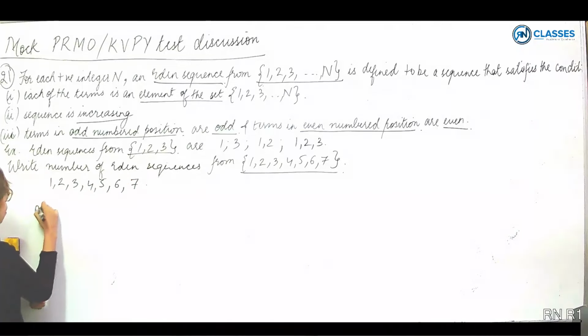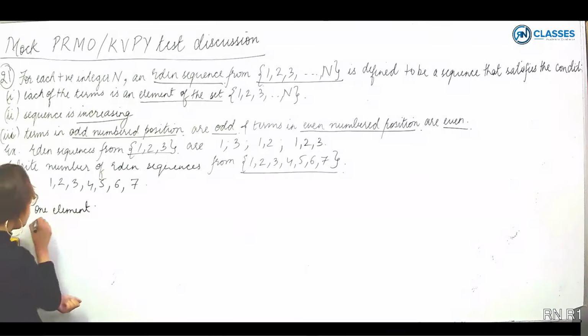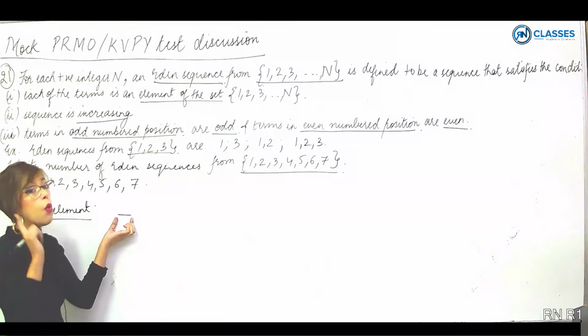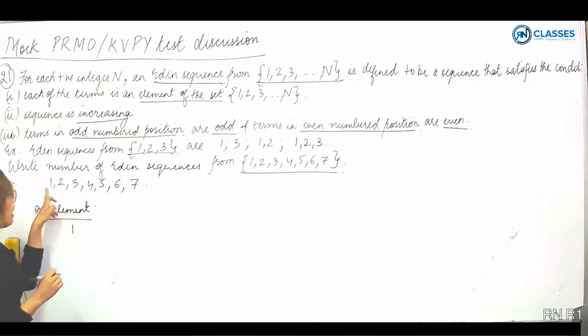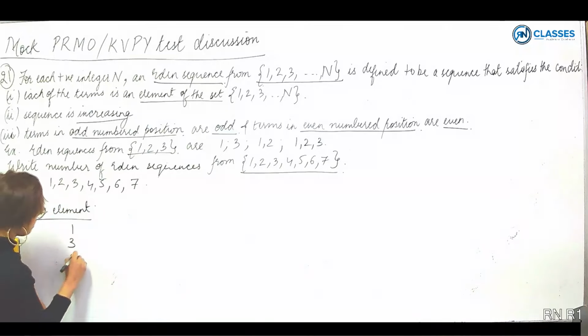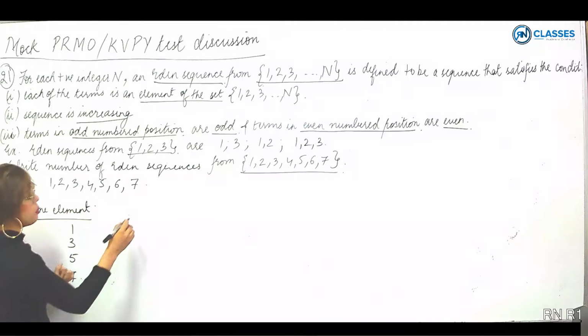So first case is a 1 element sequence. Obviously 1 element, so 1 place, and this is the first place itself. So that means only an odd number will come. So I can have 1. Then 2 I cannot have, I can have 3, then 5, then 7. Done, exhausted. The 1 element sequence is done.